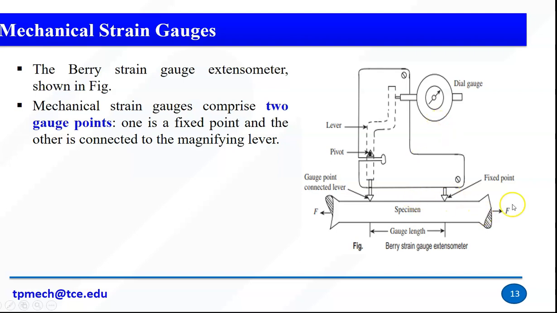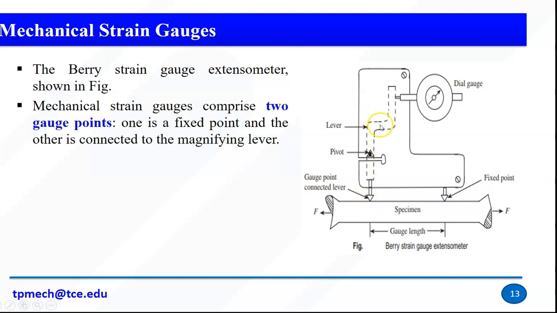Next I am giving the force. So here I am giving the tension force, right? Because both the forces are in different directions. So here I am giving the tensile force, so the specimen gets tensile strain. When it elongates, the cross section of the specimen may change. So when it elongates, if you look at the specimen diameter, definitely it will reduce. So when it reduces, the gauge point will move downward.